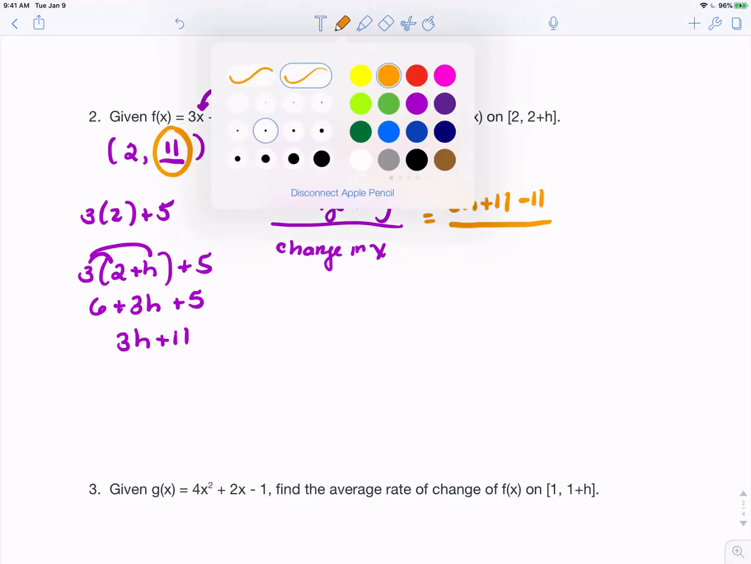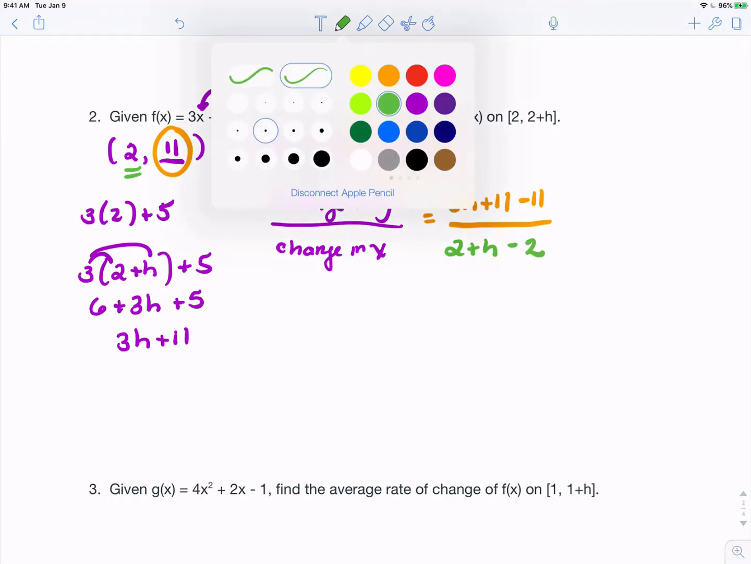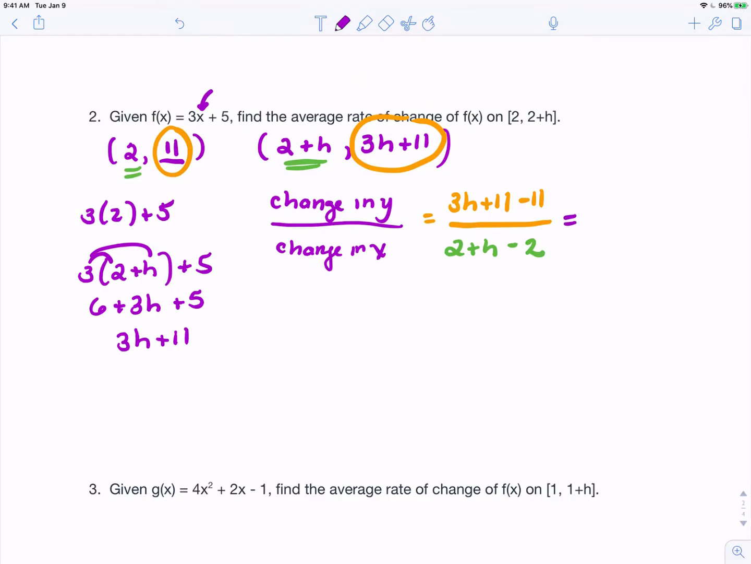And now let's focus on our x coordinates. So our x coordinates are 2 plus h and 2. So we have 2 plus h minus 2. And let's go ahead and simplify this. On the top, in the numerator, we have 3h, and in the denominator, we have h.